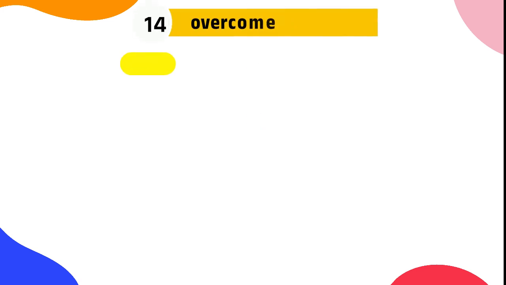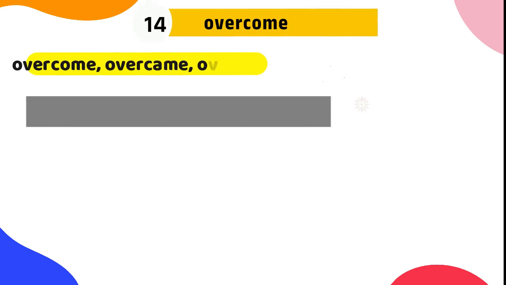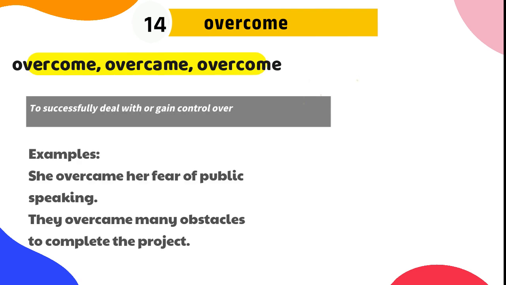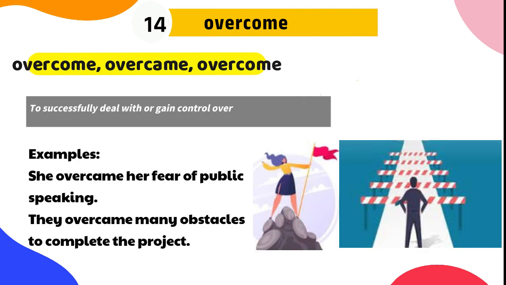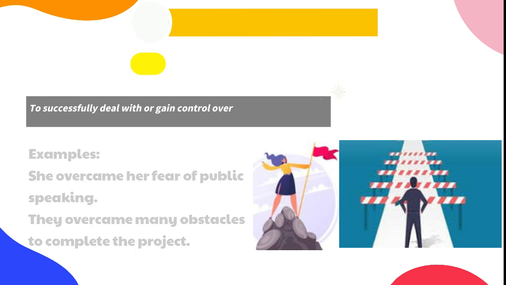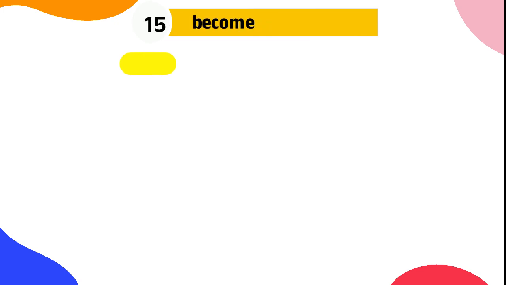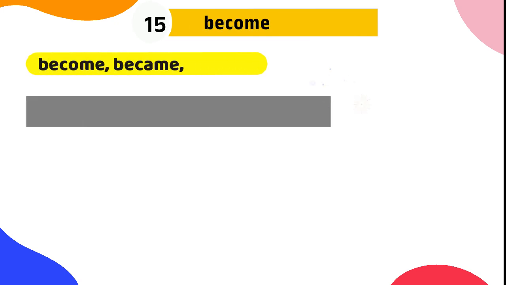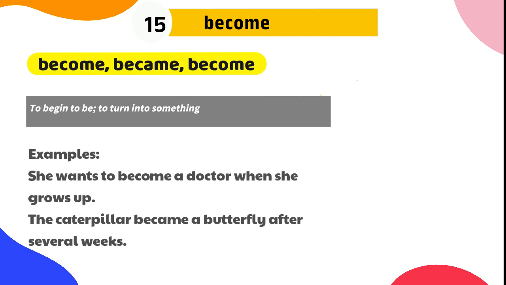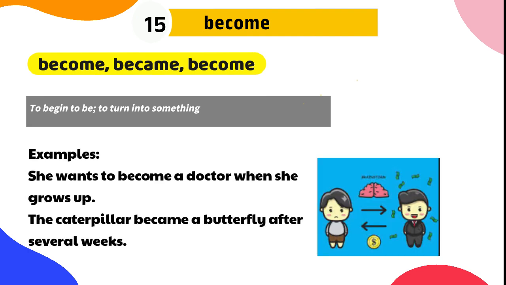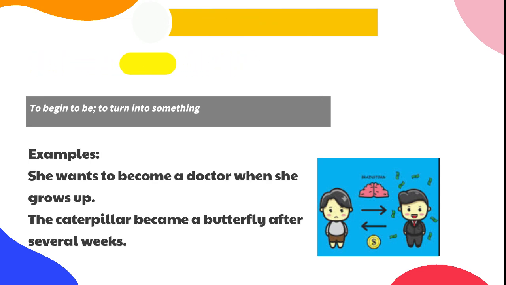Overcome, overcame, overcome. Meaning, to successfully deal with or gain control over. Examples. She overcame her fear of public speaking. They overcame many obstacles to complete the project. Become, became, become. Meaning, to begin to be, to turn into something. Examples. She wants to become a doctor when she grows up. The caterpillar became a butterfly after several weeks.